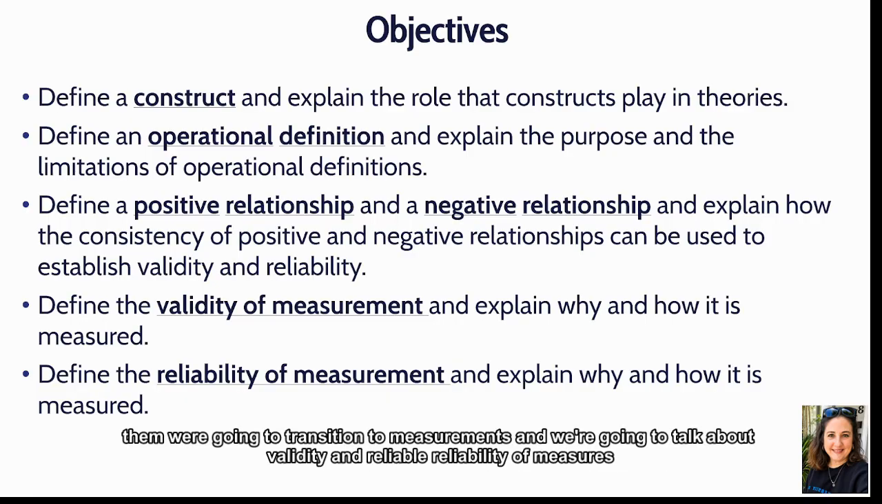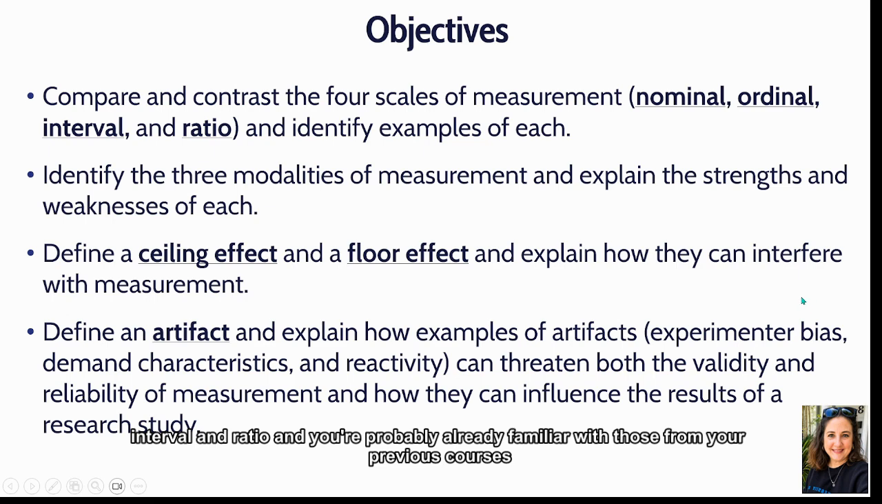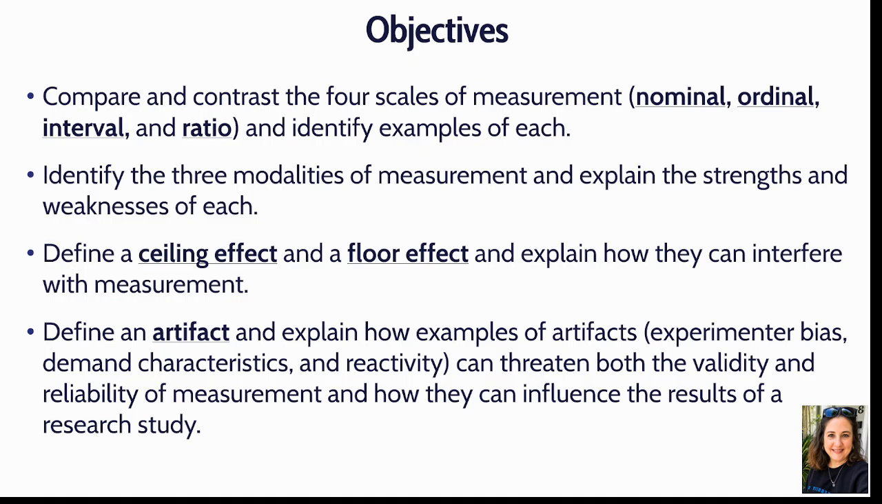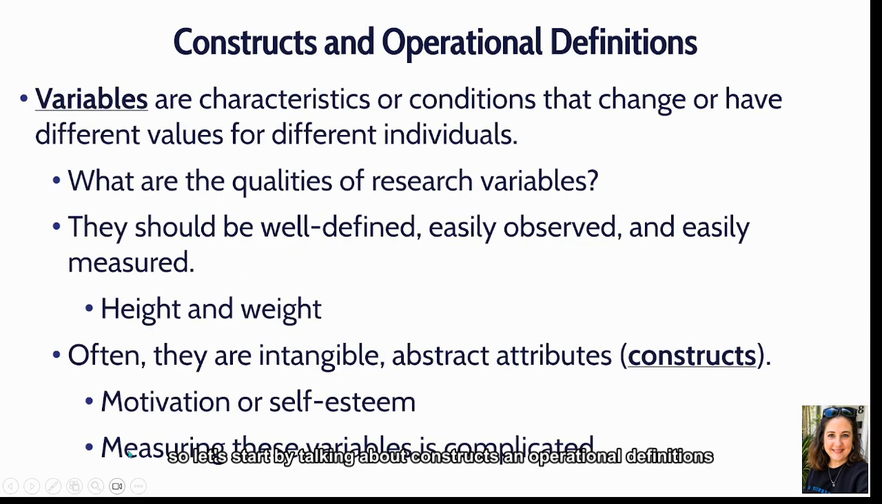Then we're going to transition to measurements, and we're going to talk about validity and reliability of measures. We're also going to talk about the 4 different scales of measurement: nominal, ordinal, interval, and ratio. And you're probably already familiar with those from your previous courses. We're going to talk about the 3 different modalities of measurement and the strengths and weaknesses of each one of those. Then we'll talk about the ceiling and floor effects and how artifacts play a role in our research. So let's start by talking about constructs and operational definitions.